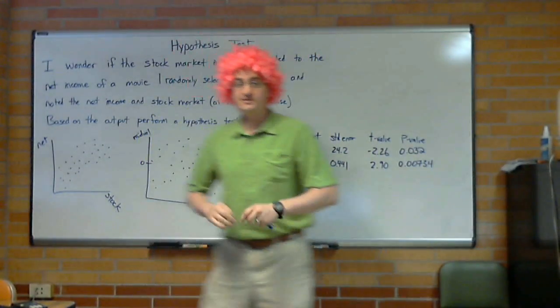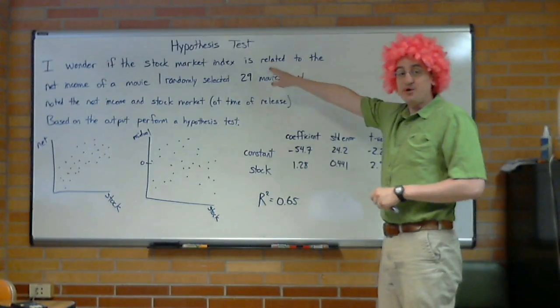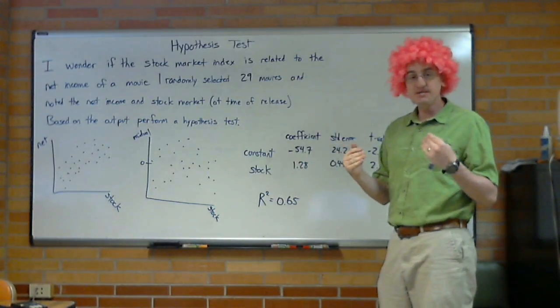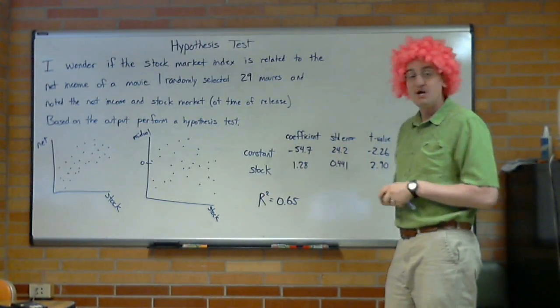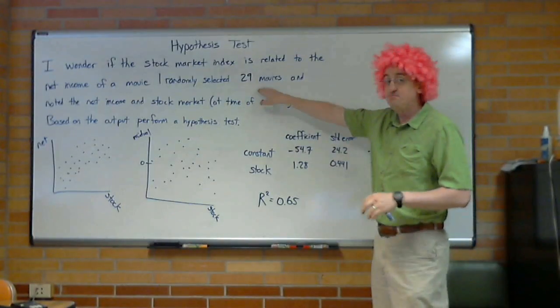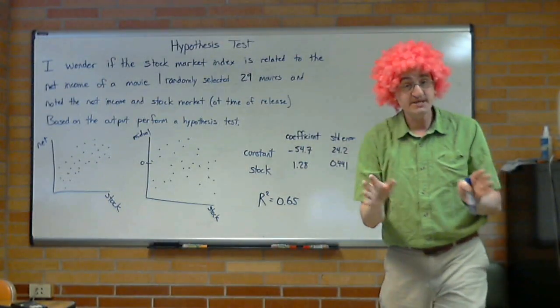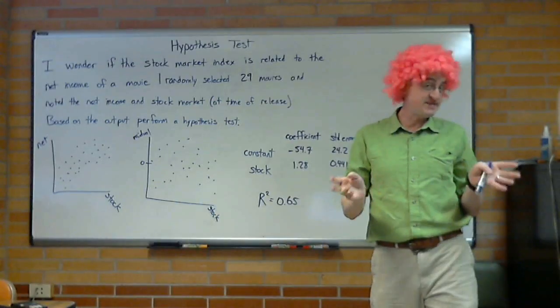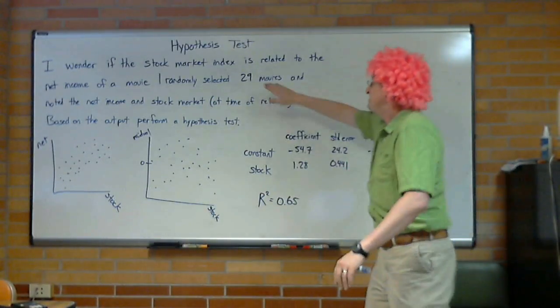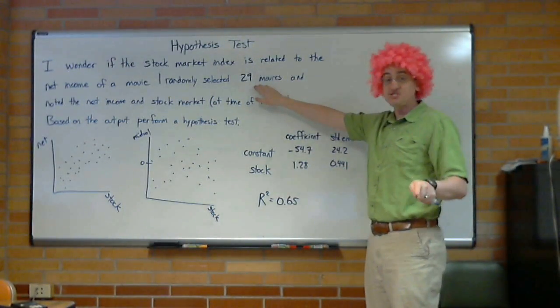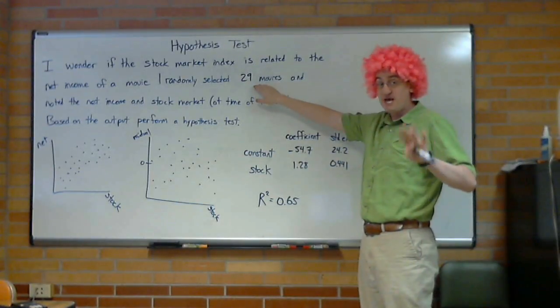All right, we are going to do a hypothesis test. I wonder whether the stock market is related to the net income of a movie. So I randomly select 29 movies. Now you may be worried that 29 is not above 30 and that means we can't do this exam. But you must remember that for regression, it's not the magic number 30 anymore.